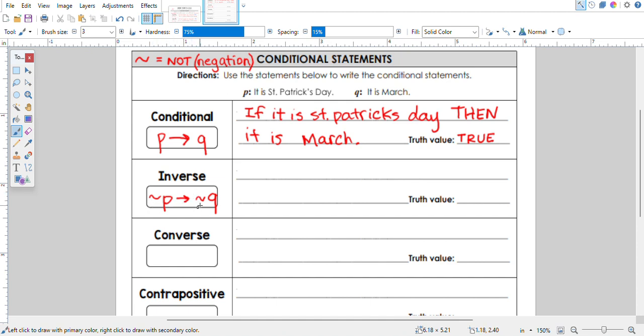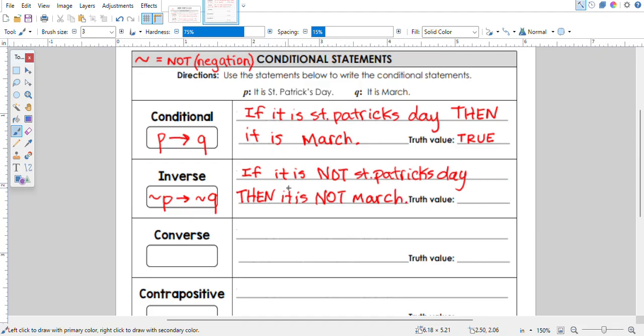So if it is not St. Patrick's Day, then it is not March.